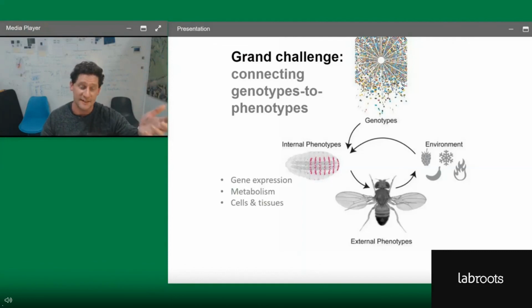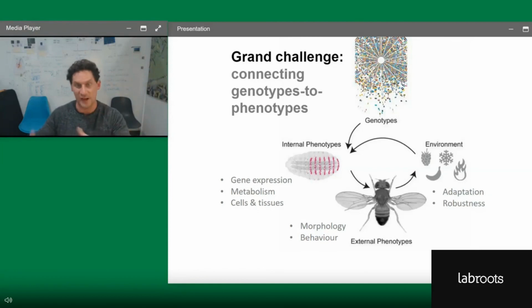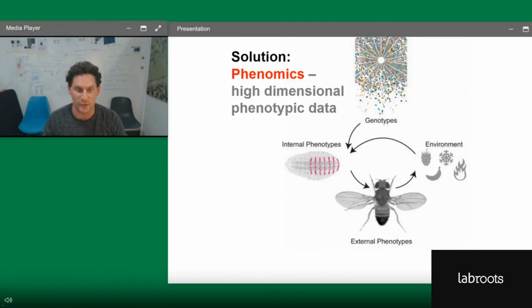But now connecting this in a meaningful way to things like predictive gene expression, metabolism, cell or tissue types, and going even further, how these manifest in external things like morphologies or behaviors, and then how robust they are in different environments, to temperature, to food choice, all the many different things. This is what we're really trying to go after.